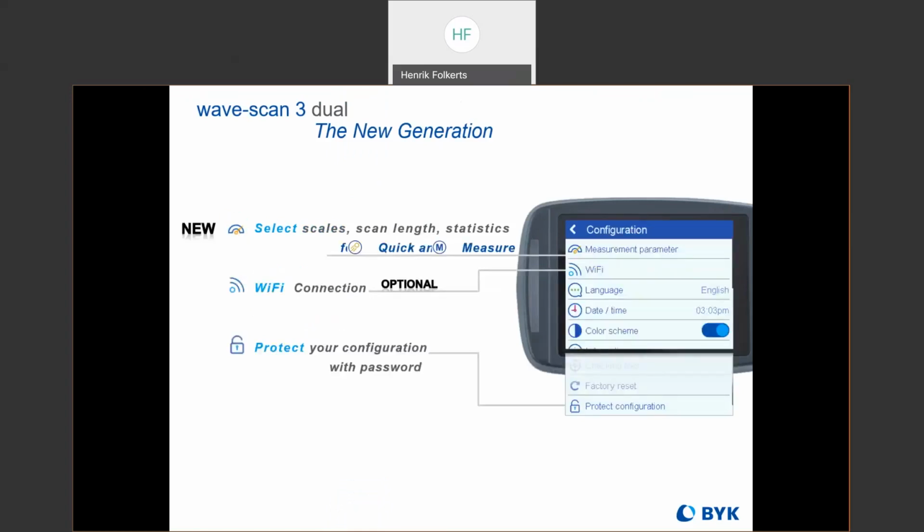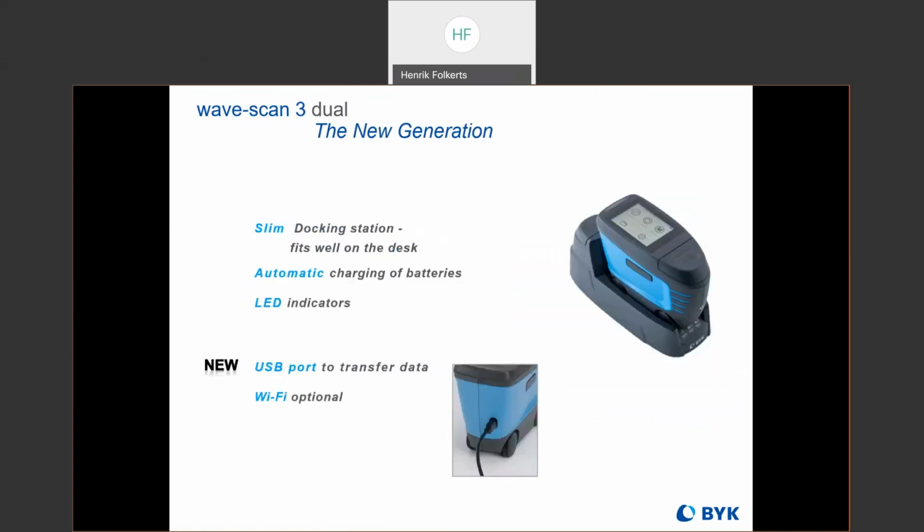It also has optional Wi-Fi for cable-free data downloads. You can protect your configuration with a password. It has a new slim docking station, so that's going to take up less space on your desk. It's going to automatically charge the batteries, and it has a direct connect USB port to transfer data to a computer directly. Our previous models, you had to have the docking station present in order to transfer data. The new one, you can connect it directly.